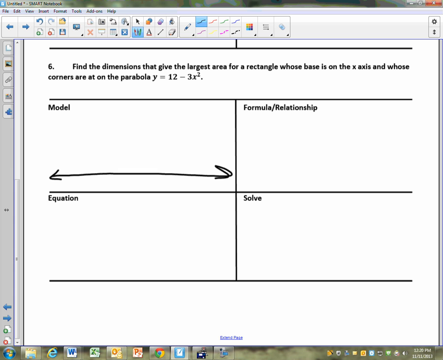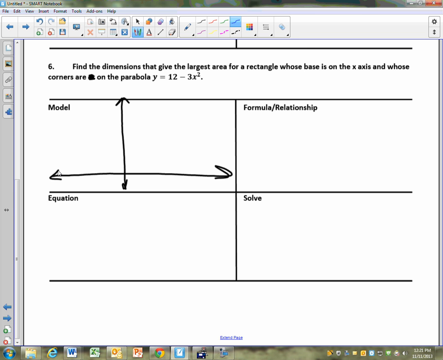Okay. Find the dimensions that give the largest area for a rectangle whose base is on the x-axis and whose corners are on the parabola y equals 12 minus 3x squared. Gotta draw a picture. Okay? We're continuing on for Thursday. So, in terms of new material, this is not stuff you had last year.